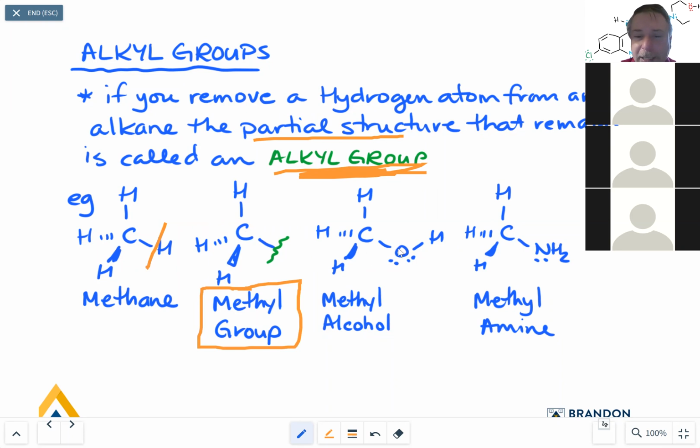If it's attached to a hydroxyl group, so it's an alcohol, you can just call it methyl alcohol or methanol. If it's attached to an amine, this would be methylamine, which was the big thing in Breaking Bad, right? When they got the methylamine off the train. Someone's got a phone call.